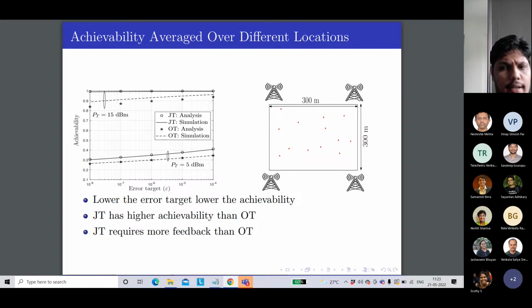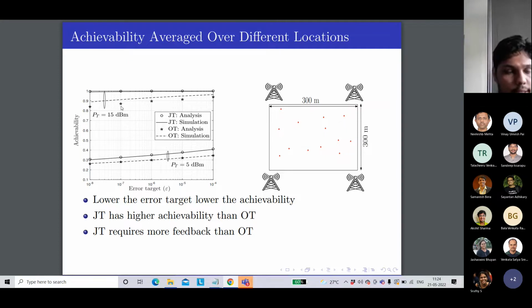It's a 300 cross 300 grid. The base stations are located at the corners of the grid. We plot the achievability averaged over different locations as a function of error target. First, we plotted for both JT and OT, which includes analysis and simulation.